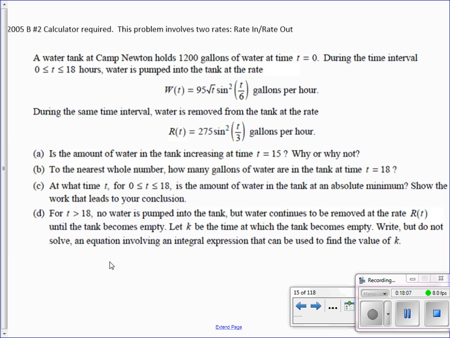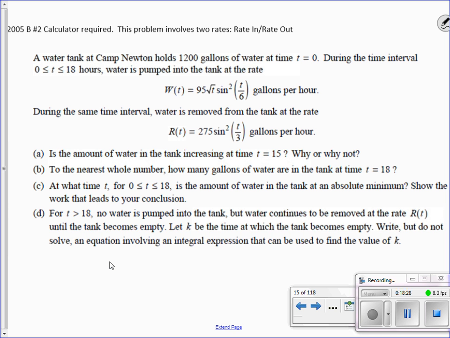D on this one. Oh, yeah, this is a good one. So, for part D, you already know at this point how much water is in the tank at time 18. That's important to be able to do this problem. You started out with 1,200.